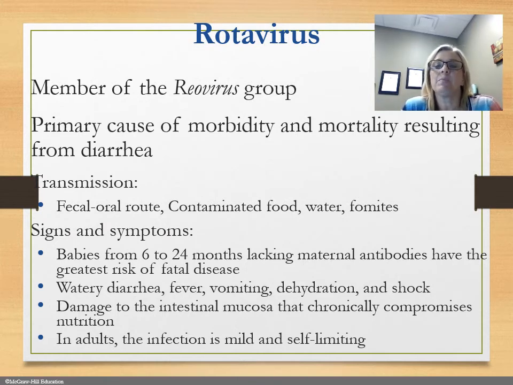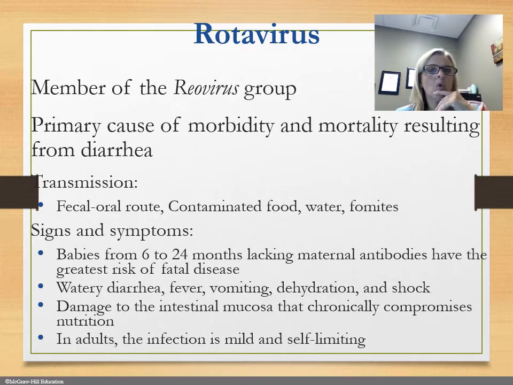Newborns can be protected due to antibodies from the mother. Rotavirus is a very primary cause, a viral cause of morbidity and mortality because of diarrhea. And this is about 50% of all cases. All right, so this is a biggie. You'll see this a lot in child care settings or elementary schools.